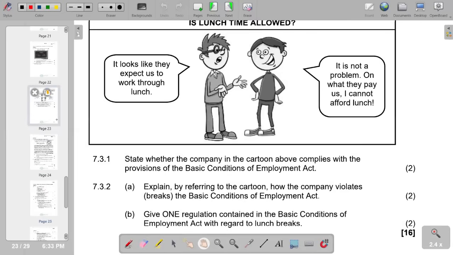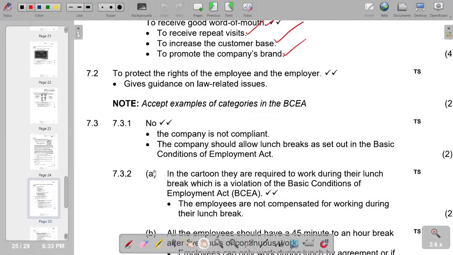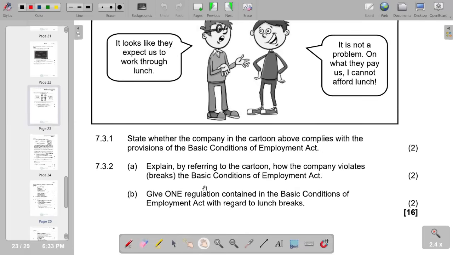So that's what we have. Then explain by referring to the cartoon how the company violates the Basic Conditions of Employment Act. So that is now on our 7.3.2. So we are saying in the cartoon they are required to work during their lunch break, which is a violation of the Basic Conditions of Employment Act, and also the employees are not compensated for working during the lunch break. So those are some of the breaches that we can easily point out.